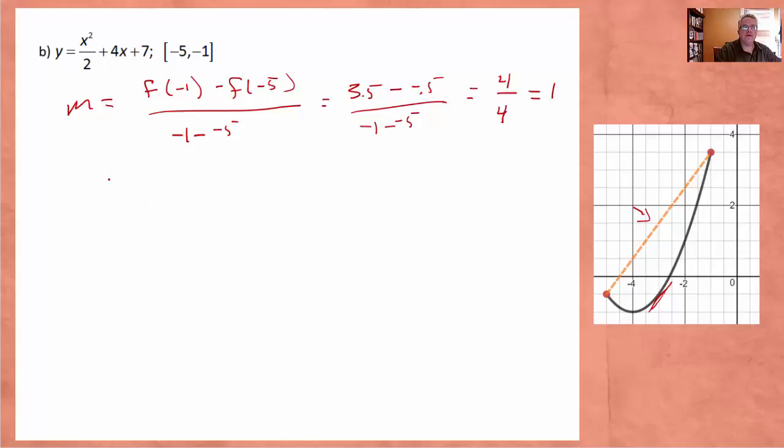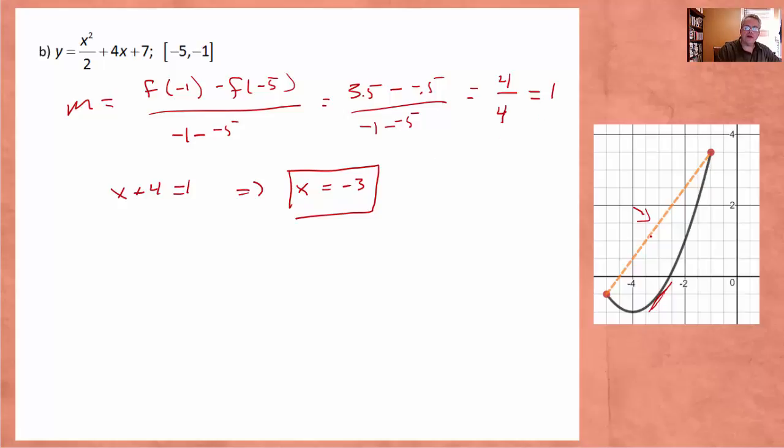So we take the derivative, that would be x plus 4, and we set it equal to 1. And that's no problem to solve. We get x equals negative 3. We'll need our TI-89 later, but not quite yet. That's the point we're looking for. That's the point where the derivative is equal to the slope of this line here.